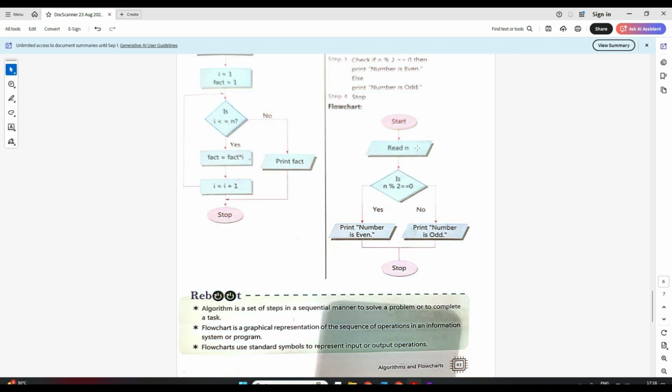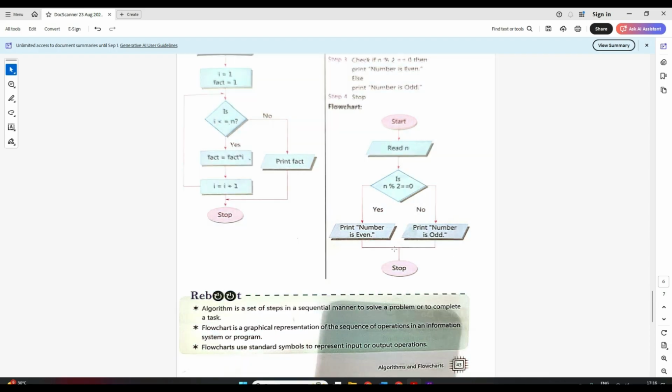The same way the flowchart has also been drawn. Start, then input box, then this is a decision box, yes, no, right? If n mod 2 is equal to 0, if it is yes, print number is even, if it is no, it will print number is odd, and then finally both come to stop.